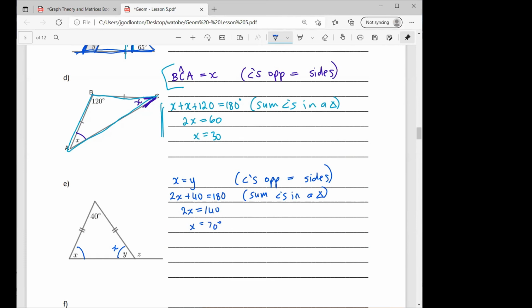So well done to those of you who got there. But we also said right in the beginning that x is equal to y. So that means y is 70 degrees. And now we know that that's 70. And these two are next to each other on a straight line. So I can say 70 plus z is equal to 180 degrees, angles on a straight line, which means z is 110.